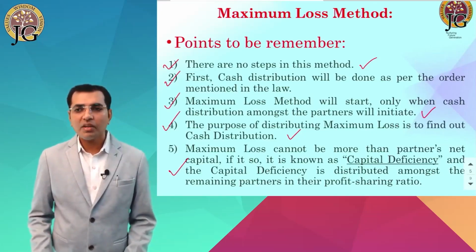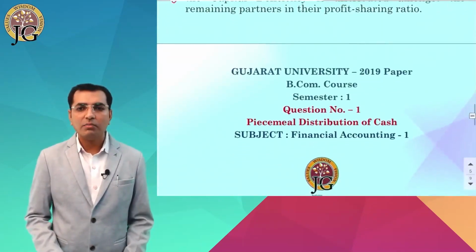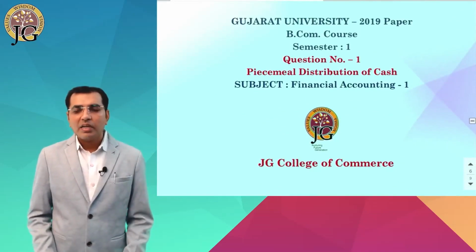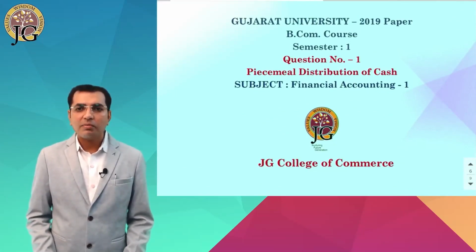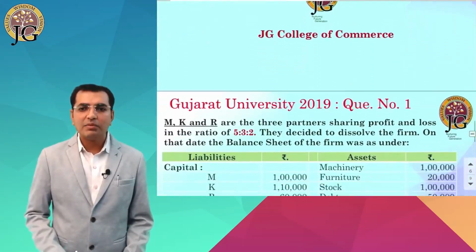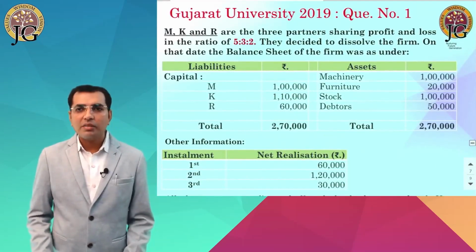Now, let's take one sum from Gujarat University 2019 paper. यहाँ पे मैंने आप लोगों के लिए 2019 गुजरात यूनिवर्सिटी की यूनिवर्सिटी बोर्ड एग्जाम में से एक मैक्सिमम लॉस मेथड का सम लिया हुआ है that we are going to solve in this session. This sum is about the maximum loss method. This is the sum. Gujarat University 2019 paper, question number 1.